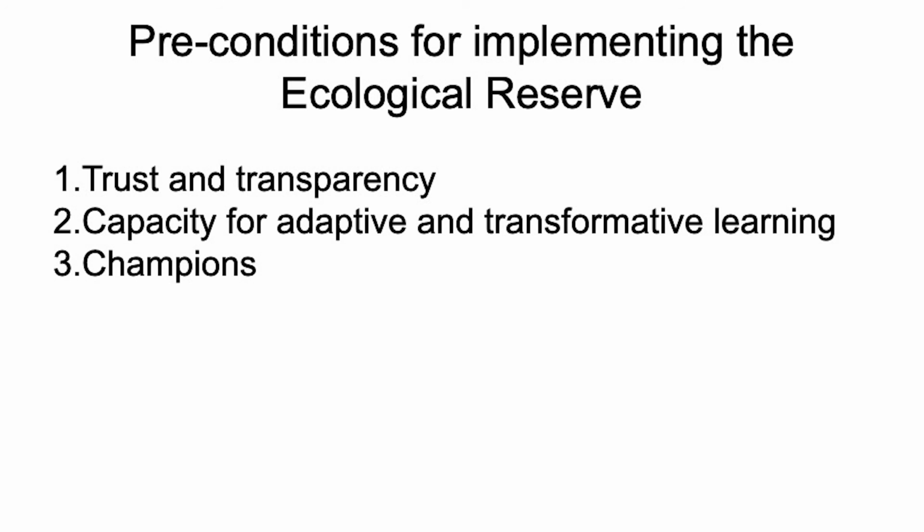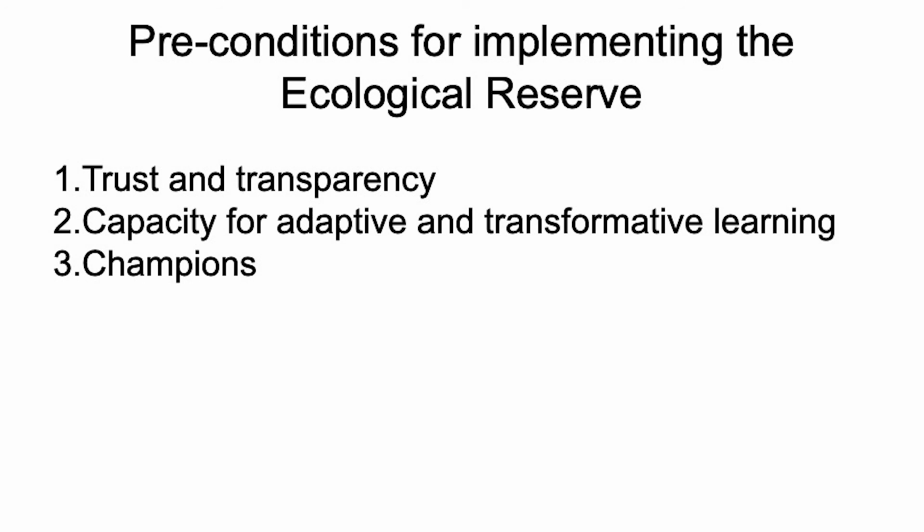There's full transparency there. You have to have the capacity for adaptive, transformative learning. So you need to want to learn and transform. If you're very rigid and you don't want the broader catchment to participate in the management of your rivers, it's not going to work. And you need champions. Without a champion to drive this process, you're not going to get it right.